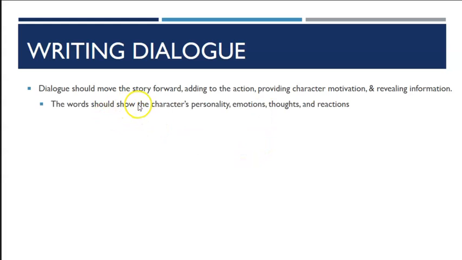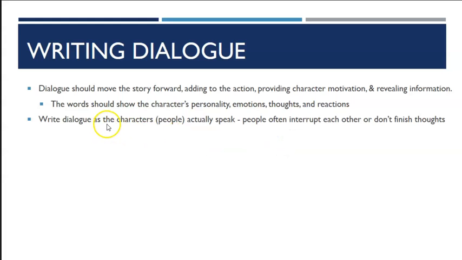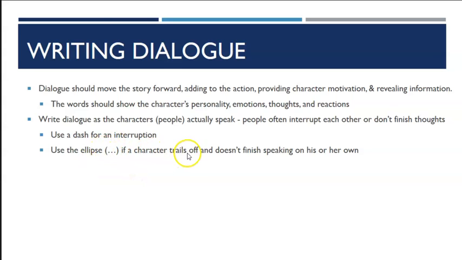So the words need to show the character's personality, emotions, thoughts, and reactions. You need to write dialogue as the characters or people actually speak. People often interrupt each other or don't finish thoughts. So if you are going to have an interruption, use a dash. Use a dash for the interruption. You use the ellipses if the character trails off or doesn't finish speaking on his or her own. Those are very different things. So make sure you're using the right punctuation depending on what's happening with the dialogue.